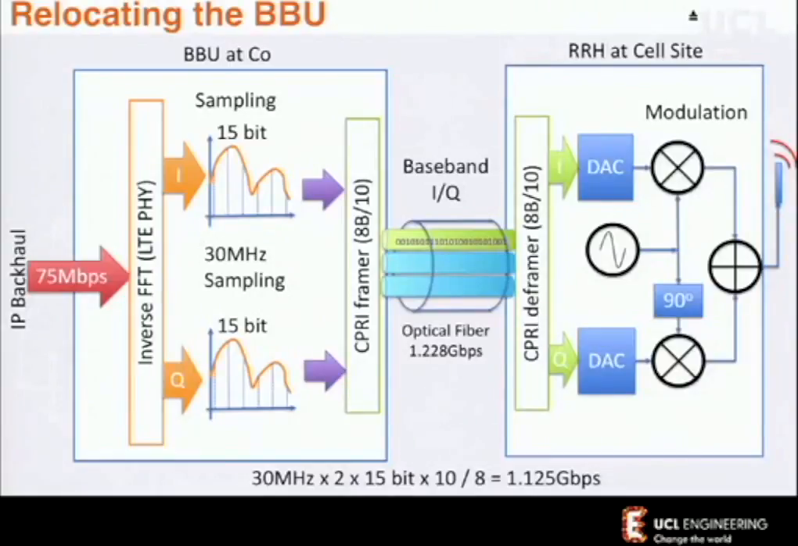So I've already got, for my 75 megabits of data that I'm providing to the user, I'm well over a gigabit already. Okay? And that's for one antenna, one sector, one MIMO. That's just one channel.